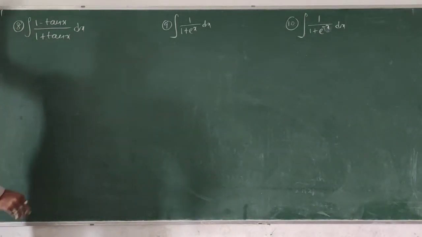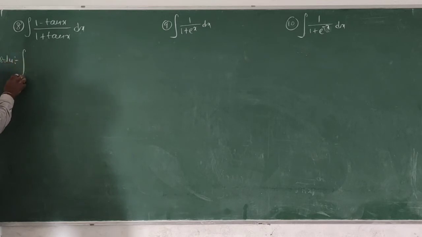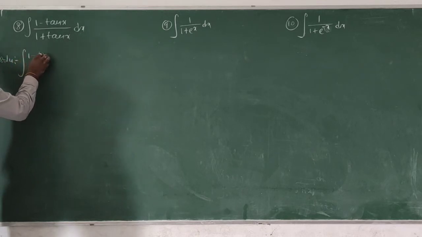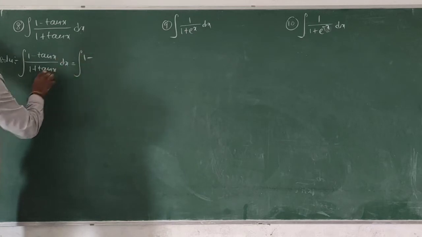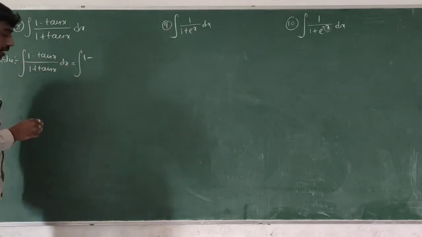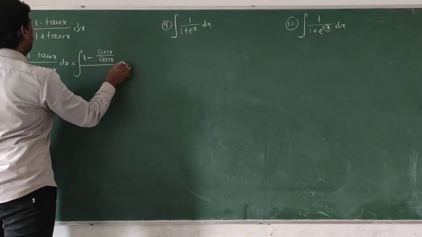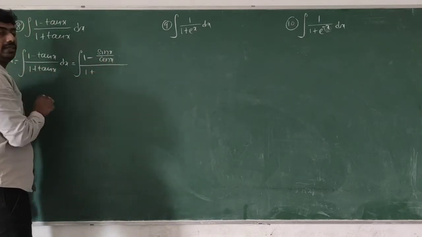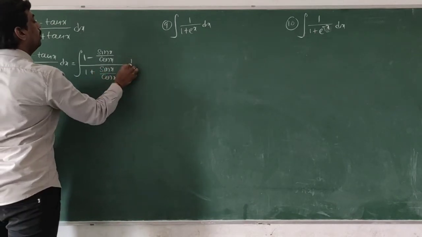Continuation, eighth problem. Integration of (1 minus tan x) by (1 plus tan x) dx. In order to get the solution, first write down the given problem as it is. Write 1 minus tan x in terms of sin and cos, sin x by cos x, whole by 1 plus tan x, again in terms of sin and cos, sin x by cos x, dx.